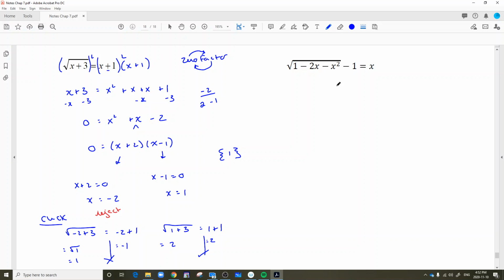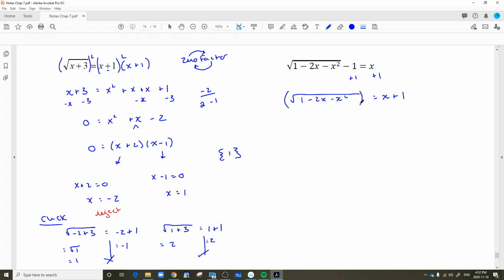For the next one, step number 1, always isolate your radical. So I have a radical on the left-hand side. I have to get rid of this minus 1. So I'm going to add 1 to each side. I've now got the square root of 1 minus 2x minus x squared equals x plus 1. Now that I have my isolated radical, I can apply my power rule. You can pause the video now. Okay, so this is going to continue just like this one did, and you can give this one a go.